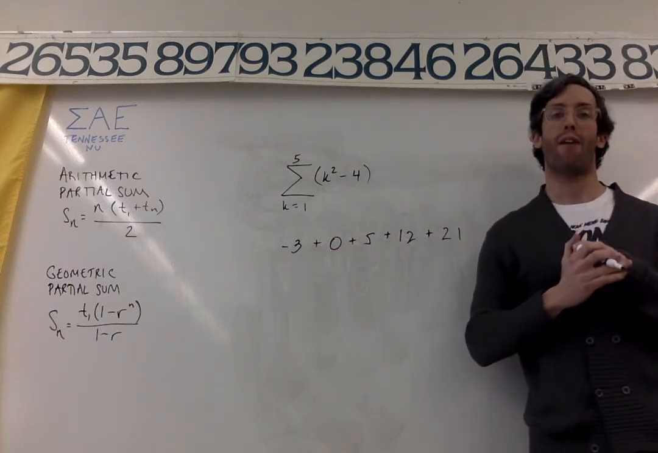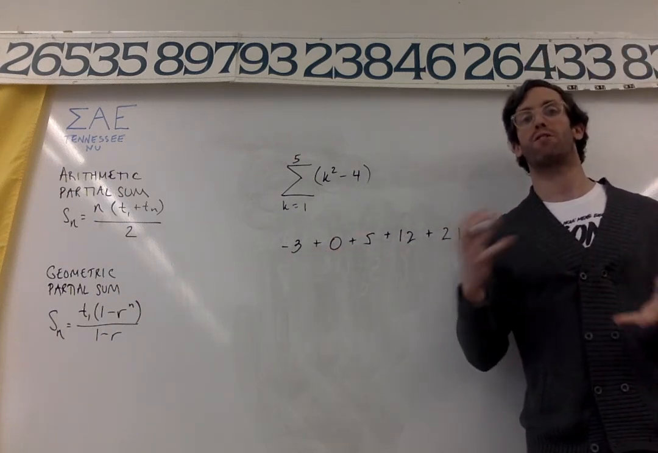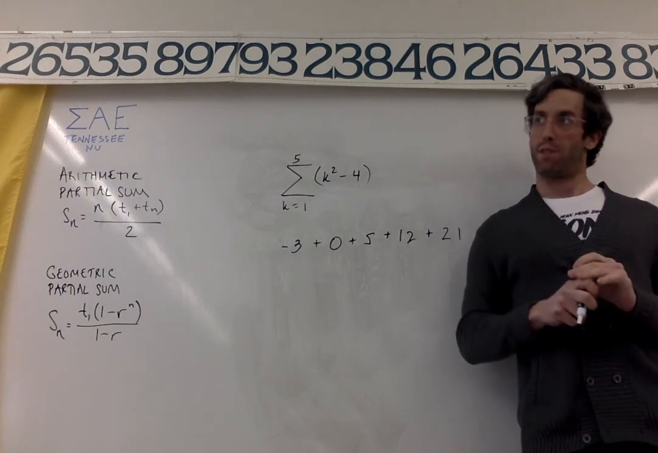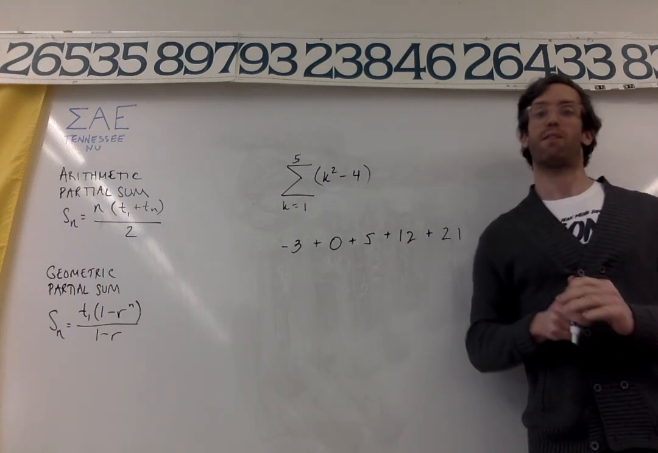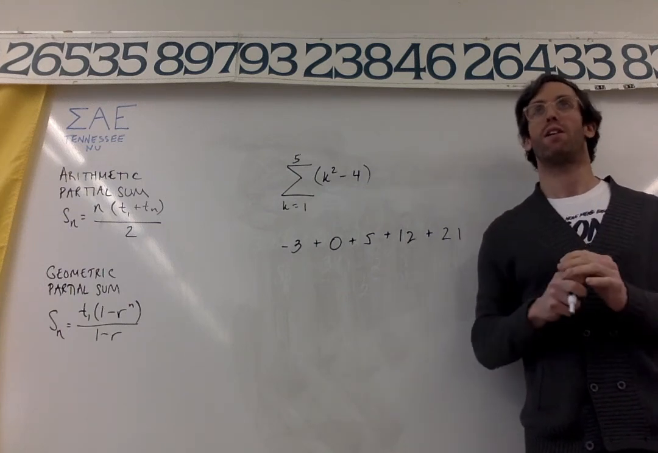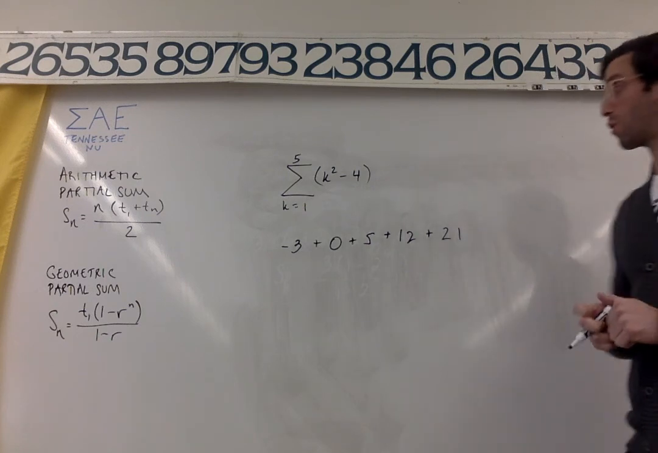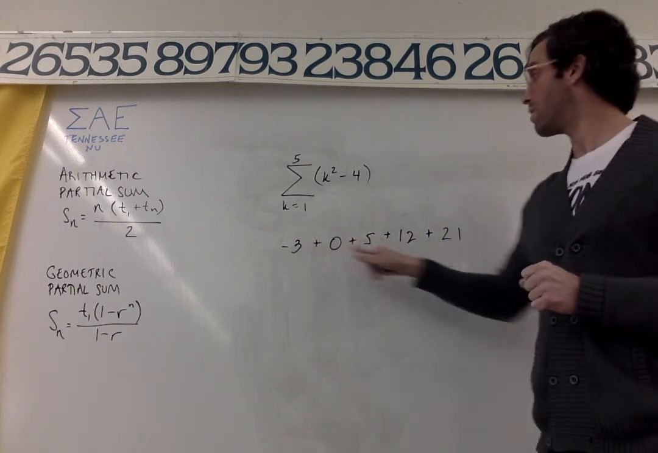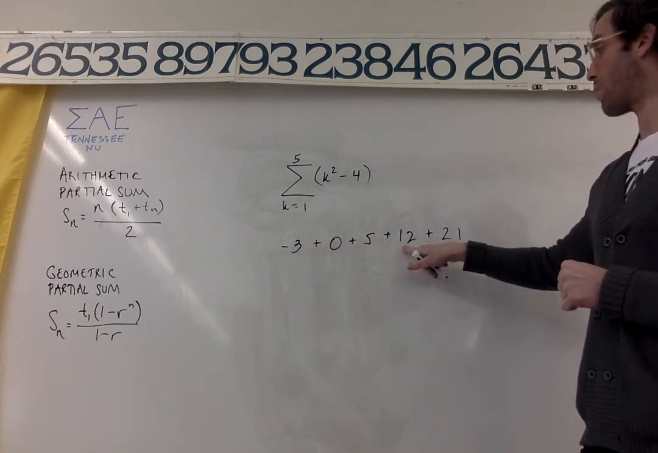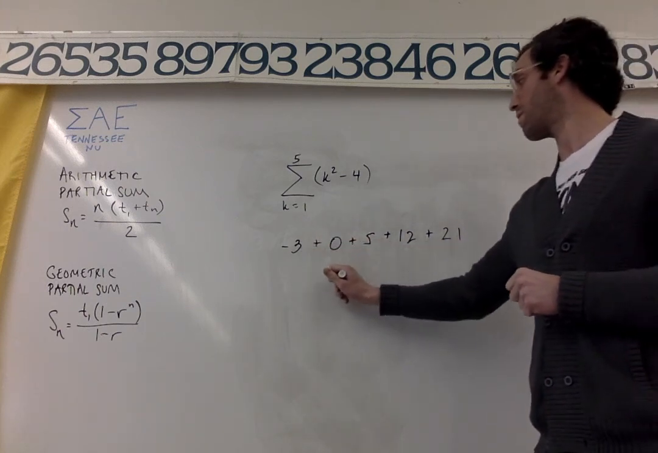So that's how you would really have to do this problem. If it's not geometric or arithmetic, you want to really do these by hand. Okay, I mean, there are some other formulas, but they're stuff you'll probably get more into in a future course. All right, so we have negative 3 plus 0 is negative 3, plus 5 is 2, and 12 is 14 and 21 is 35.